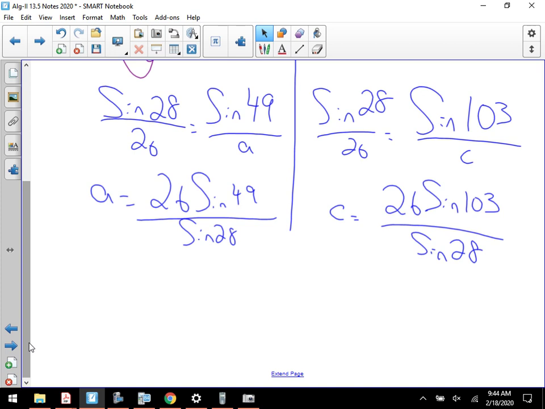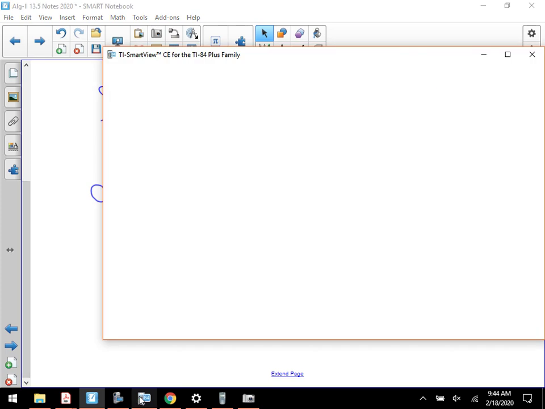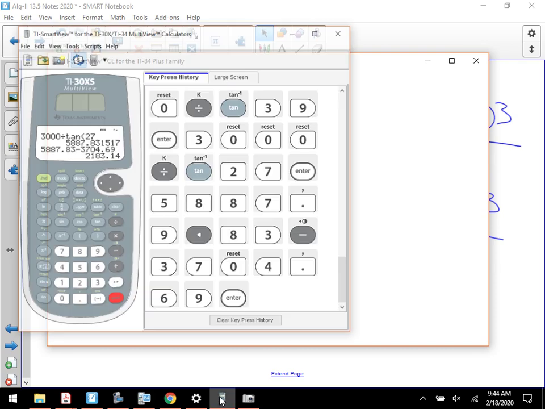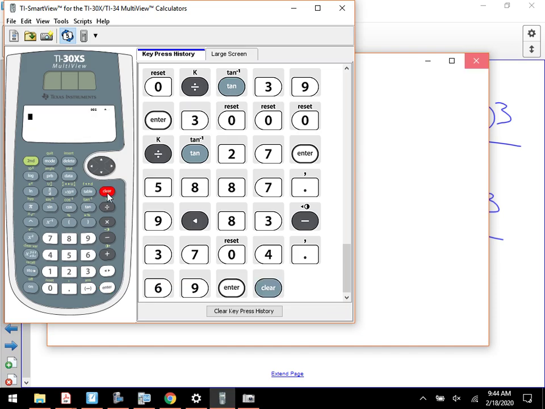Now you'll have to bear with me. My multi-view does not want to fire up. It does not want to close. It doesn't want to do anything. No, I'll just do it here. It works the same way.